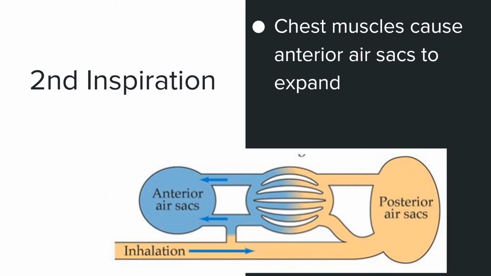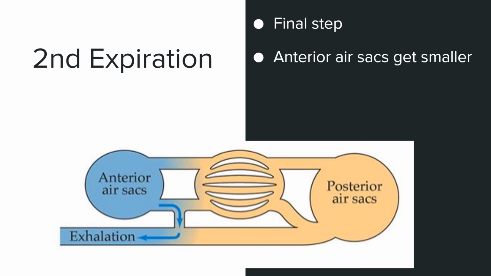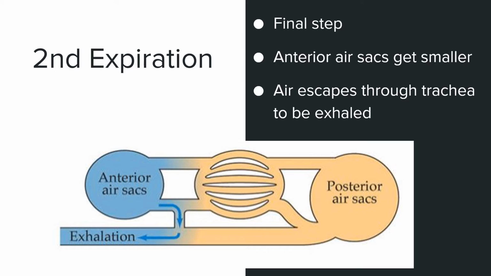So that second inspiration, the air goes from the lungs into my anterior air sacs. So the air rushes into that air sac. Then I've got my second expiration, and this is the very final step, right? Now this is where the air comes out of the actual trachea. So my anterior air sacs get smaller because they're going to push that air out, and then the air escapes through the trachea. So that's the second expiration.